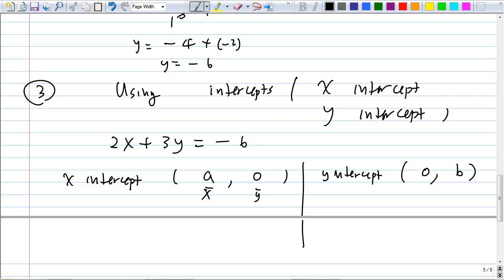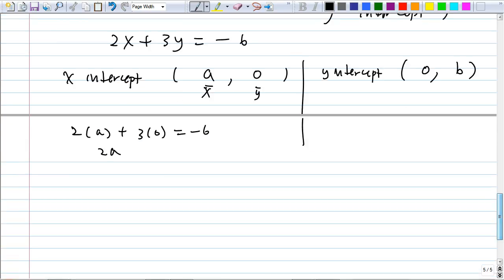So here's what I mean by this. Look at your equation. Plug in a for x, so you get 2 times a plus 3 times 0 equals negative 6. And if you solve for a, that gives you the x-intercept. Watch this. We get 2a plus 0 equals negative 6. So you get 2a is equal to negative 6. Divide both sides by 2. So a is equal to negative 3. So there it is. We have the x-intercept at negative 3, which means the ordered pair is negative 3, 0.